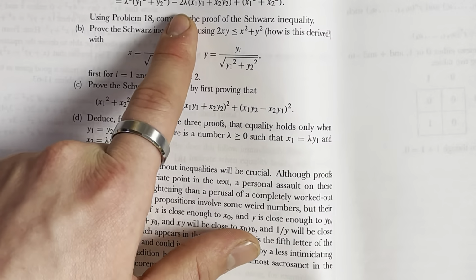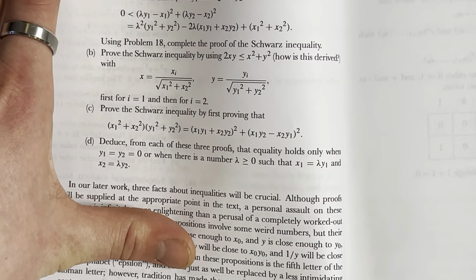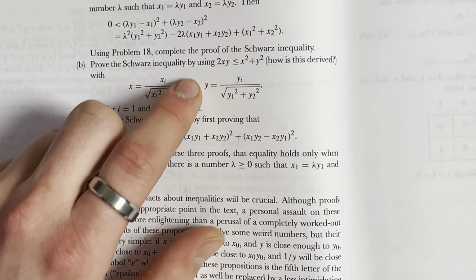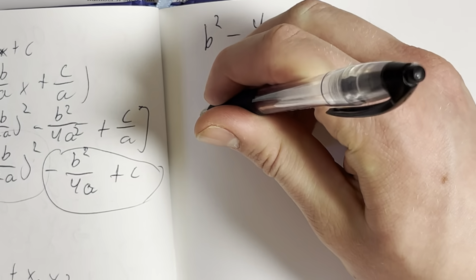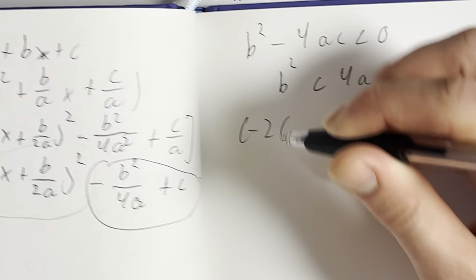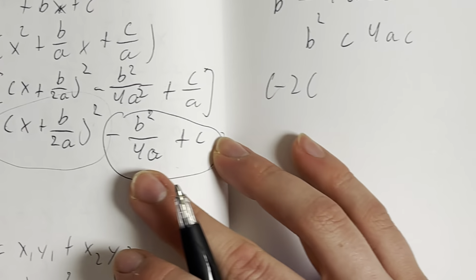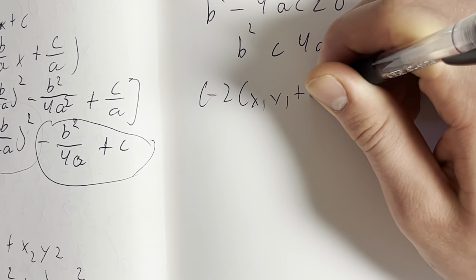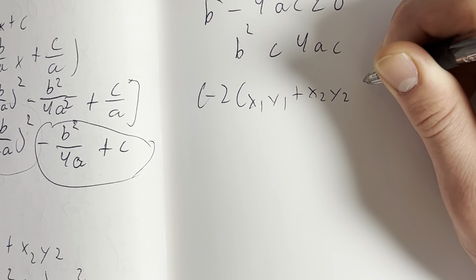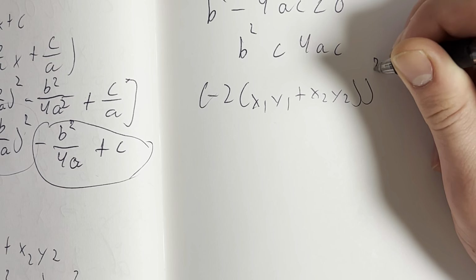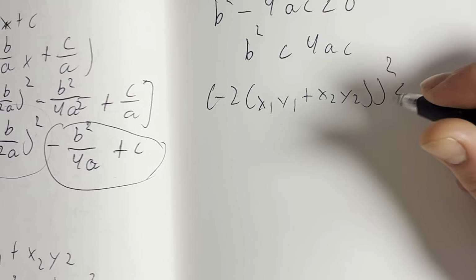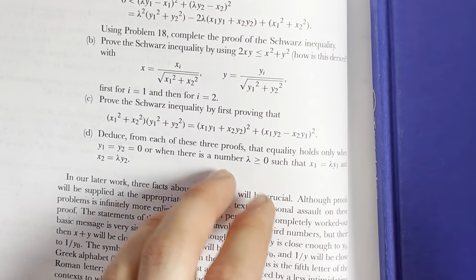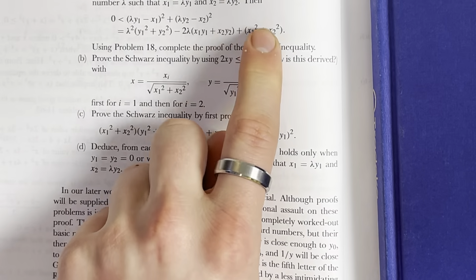And well, the b in here is negative 2 times x1 y1 plus x2 y2. Now we square this, and that is less than 4 times ac.